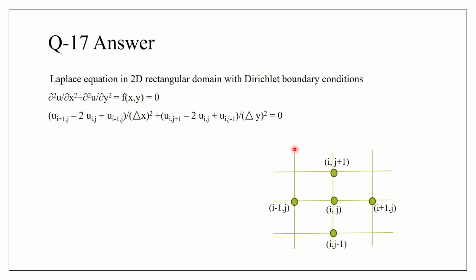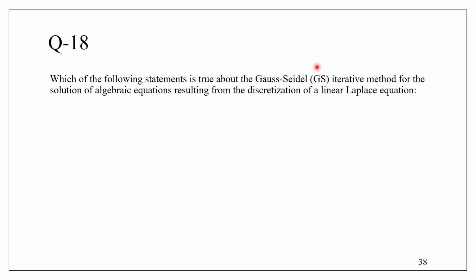Now we'll go to question 18. In question 18, it is mentioned: which of the following statements is true about the Gauss-Seidel iterative method for the solution of algebraic equations resulting from the discretization of linear Laplace equations. So in the previous slide, we have discretized the linear Laplace equation. Similarly, we will be discretizing it at all the points. So we'll be left with that many points, and we need to find the values of the variables at those points. So we would be going with some numerical methods approach to get the solution.